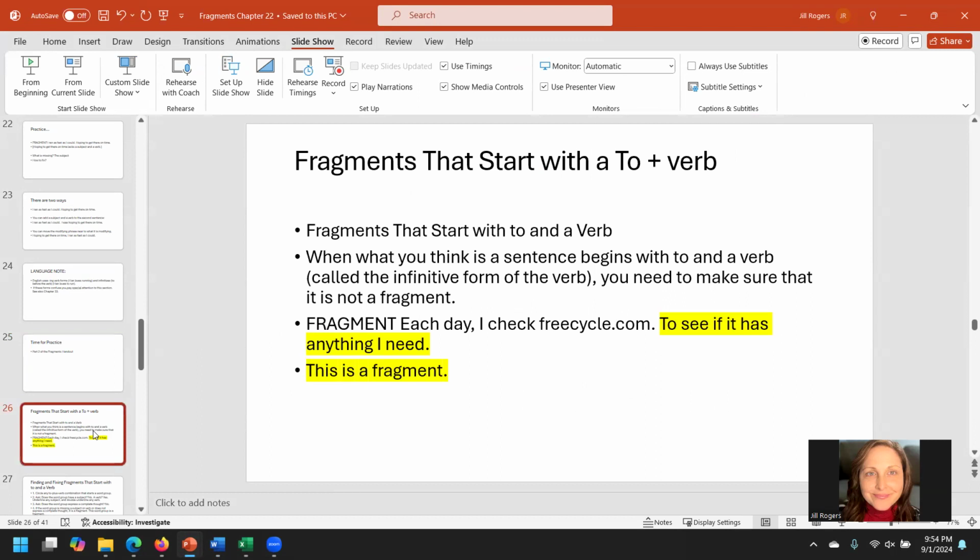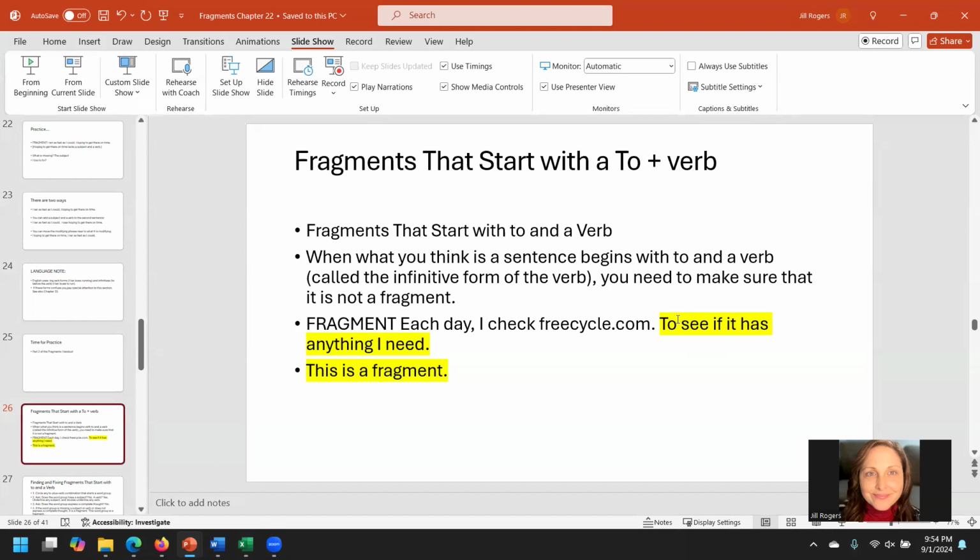This is called the infinitive form of the verb. So it's called to plus verb, to plus the base form of the verb, right? Like to see, to go, to know. When what you think is a sentence begins with a to and a verb, it's called the infinitive form of the verb. You need to make sure that it is not a fragment.